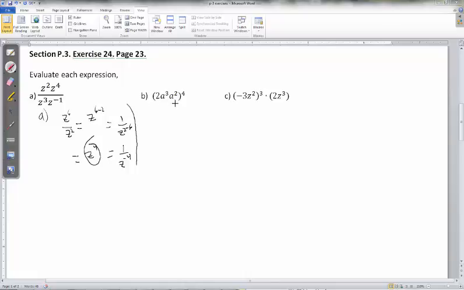Here, you have the option of combining these a's first or distributing first. I think I'm going to distribute the exponent through first on this problem. Don't forget, the 4 goes on the 2 as well. So this is 2 to the 4th, a to the 12th, and a to the 8th. 2 to the 4th is 16. a to the 12th times a to the 8th is a to the 20th. And we're good.